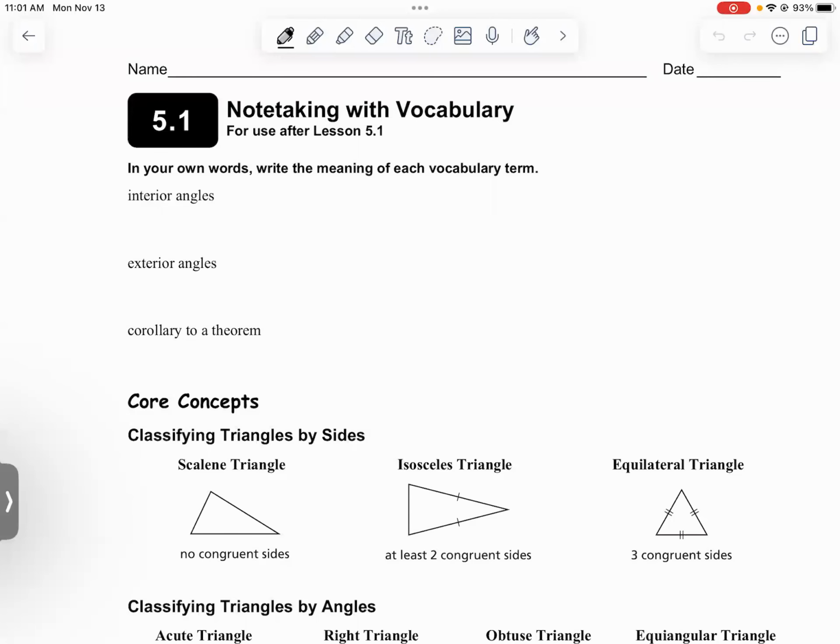Okay, so what I need you to do, once you get that done, is turn in your student journals to page 125. Okay, and I want you to listen to me as I talk about what this chapter is going to be like.